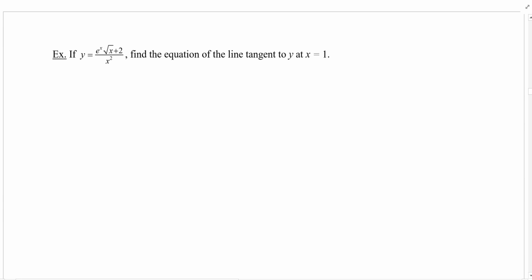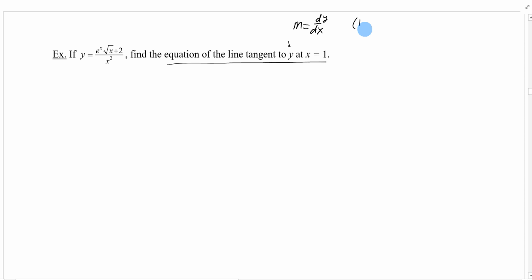Now we're going to get to some problems that are a little more difficult, because now we're not just talking about derivatives. Now we're going to use the derivatives to find the equation of the line tangent to y, the function, at x equals 1. So before we find the tangent line, we need a slope, which is the derivative, and we need a point.